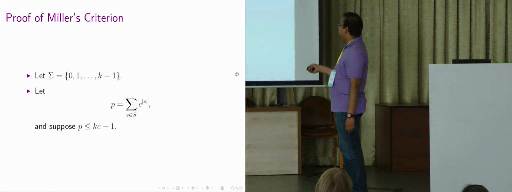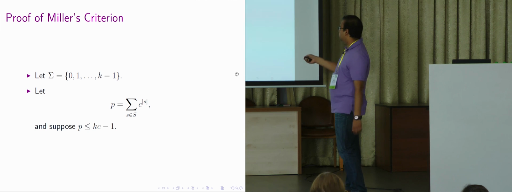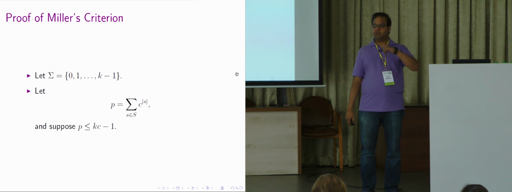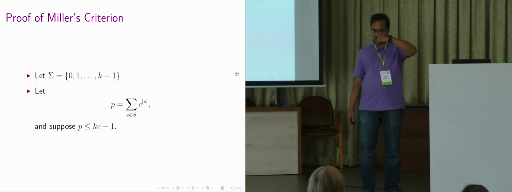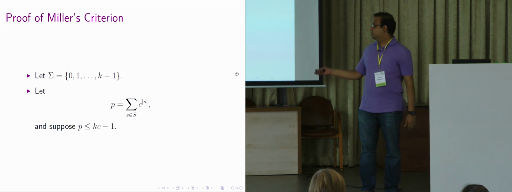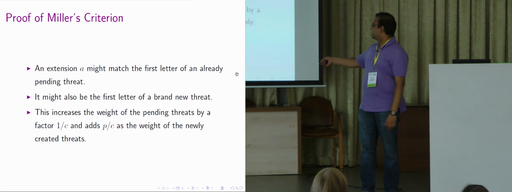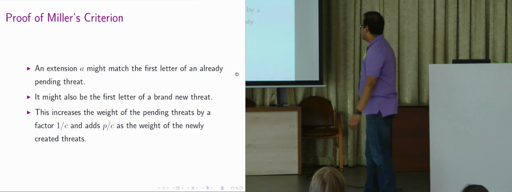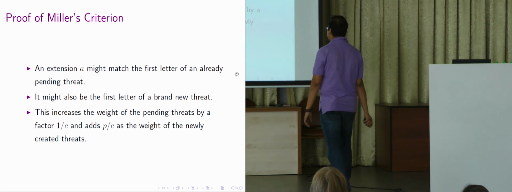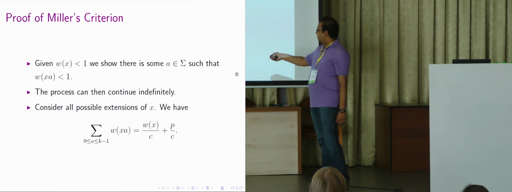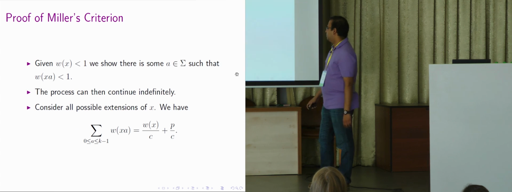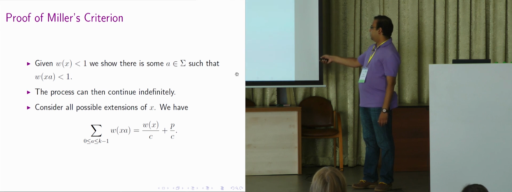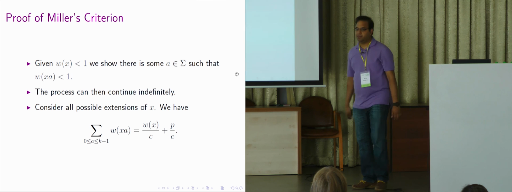So this essentially is the sum of all brand new threats that could be created. But when I add the A, I already have the first letter of it, so I add P over C. So I get this thing here: W of x gets multiplied by a factor 1 over c, and then I add P over c.